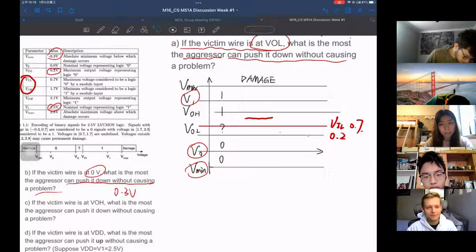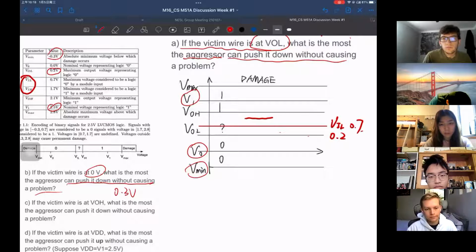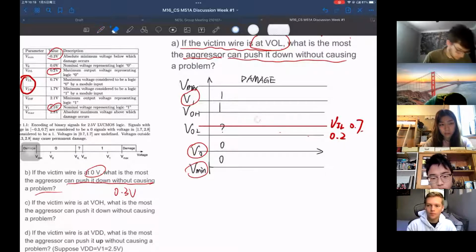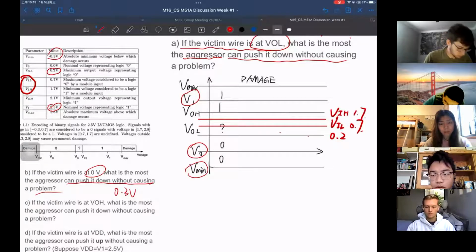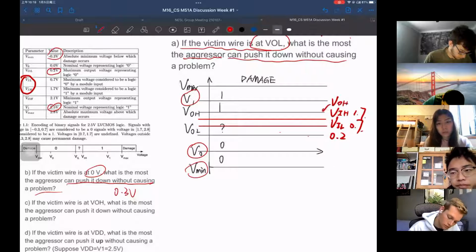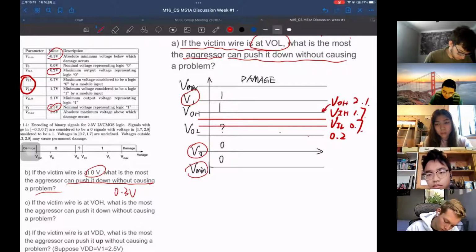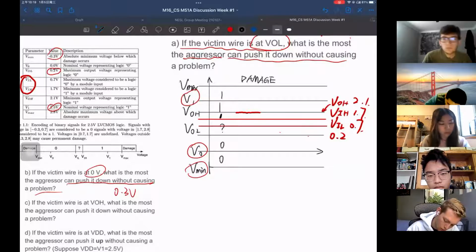Okay, this is VOH. Finally, we have something here in the middle that should be VIH, which is 1.7 volts. Let me draw it here. Okay, VIH, 1.7. And finally, this is VOH, that is 2.1. Okay, so we are now at this position. And by the way, this is still considered to be 1 and this is considered to be 0. Only in the middle is undecided.